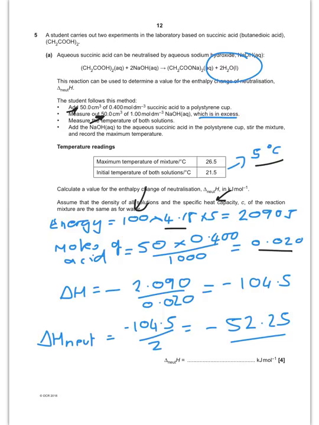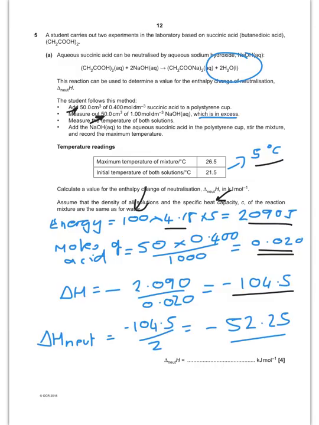Moles of acid you can work out. You've got 50 centimeters cubed of 0.4 moles of it to give you 0.020 moles of it. Then convert this to kilojoules, which gives you 2.090 kilojoules. Divide it by 0.02 moles to give you your delta H.